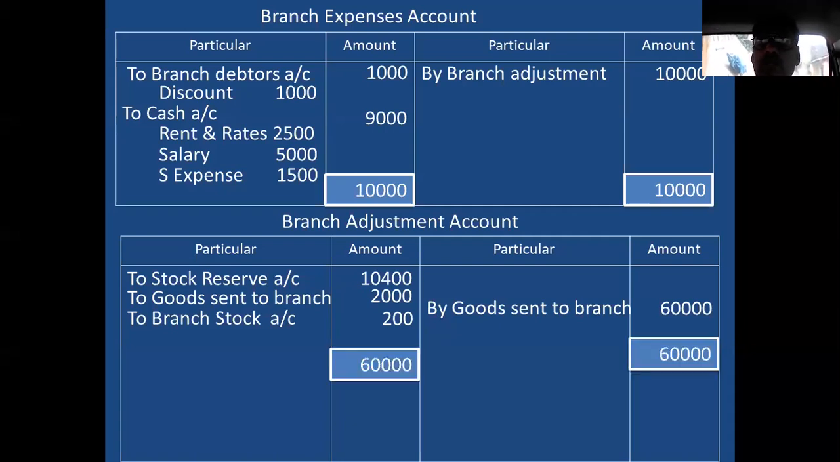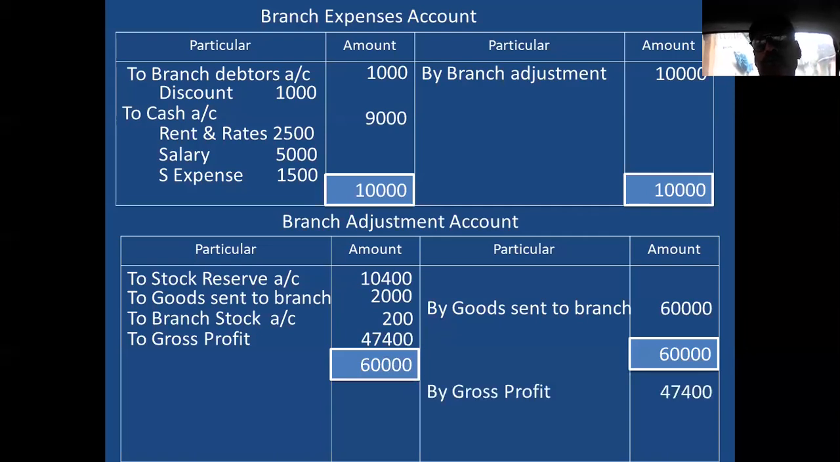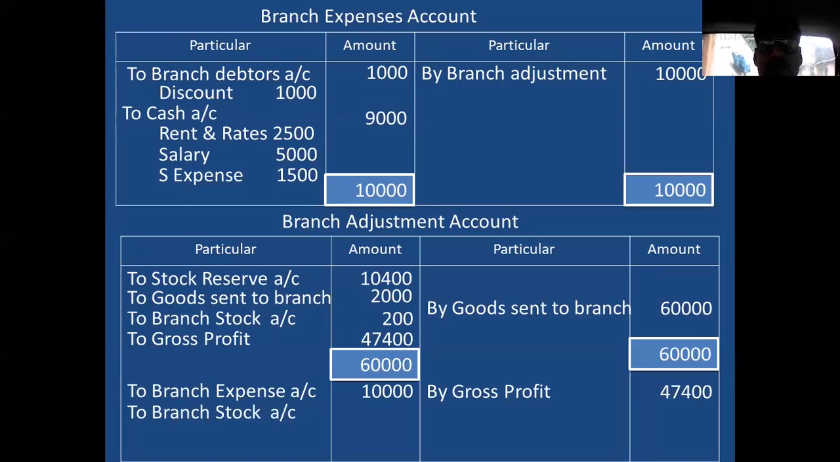Close the account, ascertain the gross profit. Total is 60,000. To gross profit is 47,400. Okay, 47,400 is the gross profit. Then you record. First you record branch expense account. Branch expense account total is 10,000. You take 10,000. And second item, deficit from the branch stock account. To branch stock account 800.